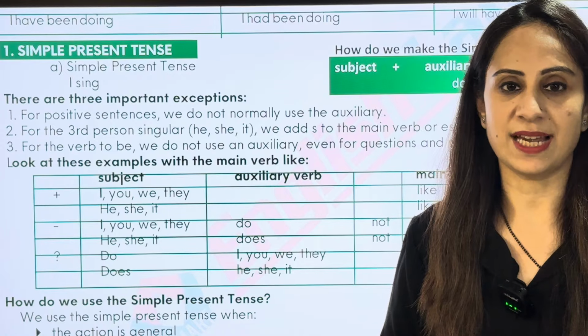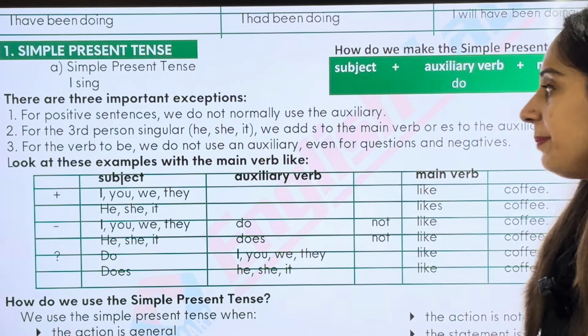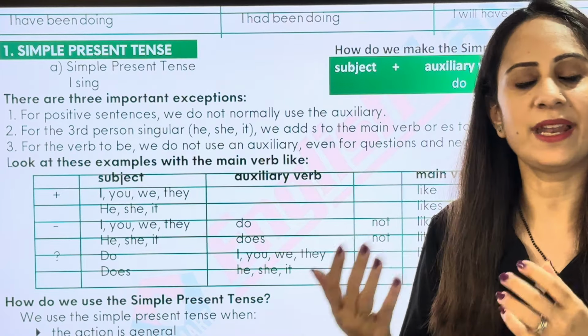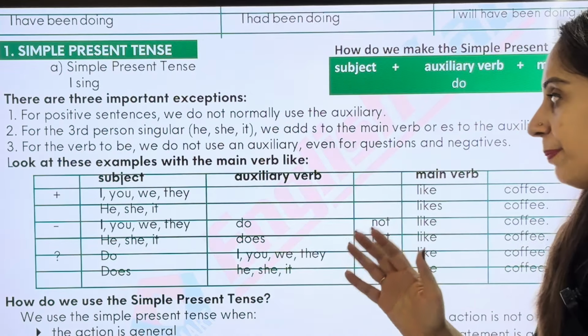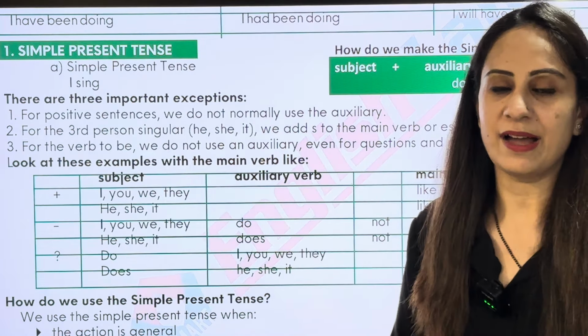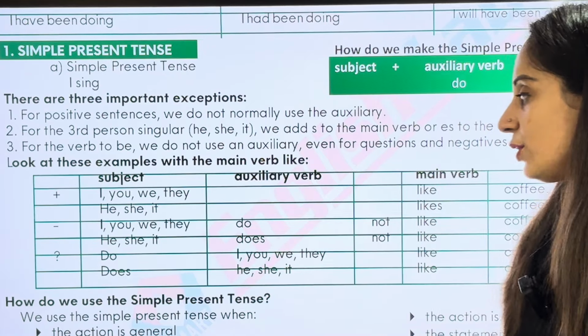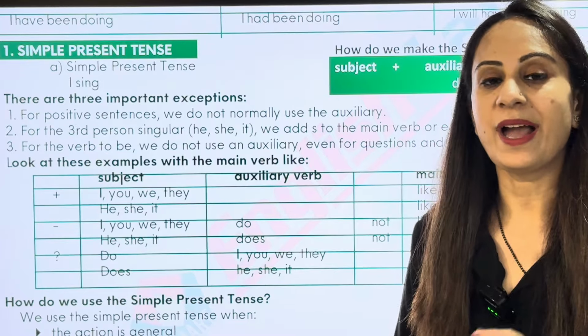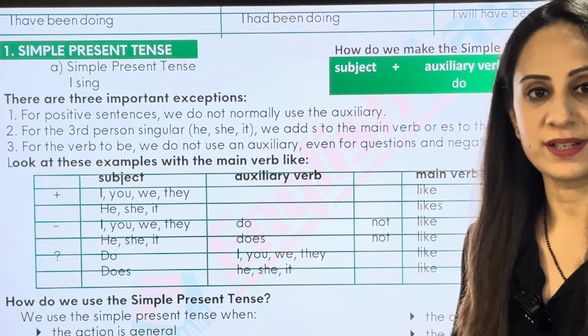Now let's understand what we are going to do if we make different sentences. What about a negative sentence? What about an interrogative sentence? And before that, we also have to understand when do we use the simple present tense. So let's get down to work now and understand the negative and the interrogative first.